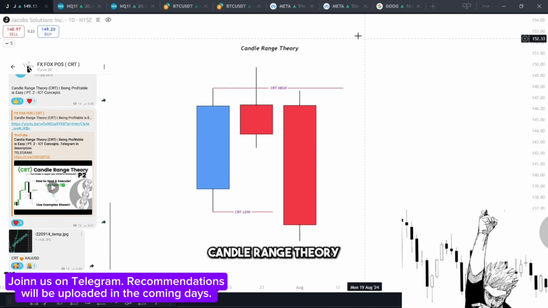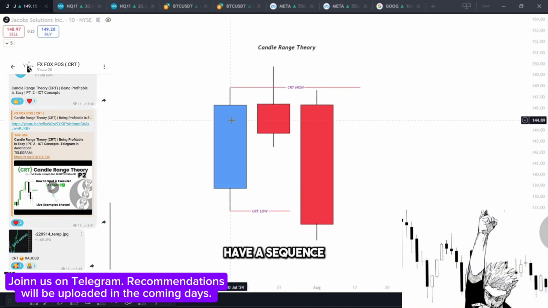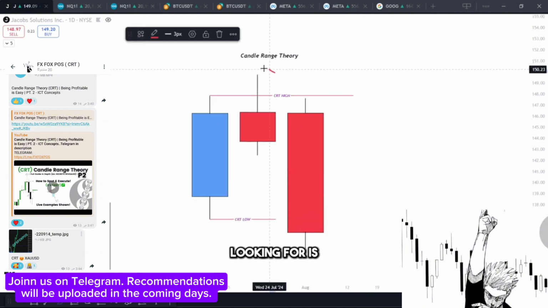So what the candle range theory is, we're going to basically have a sequence of 3 candles, and the first one is just a regular candle with a wick high and a wick low, and this is where our first candle range theory levels come in. So you're going to draw a line at the high of the first candle and also at the low of this candle.